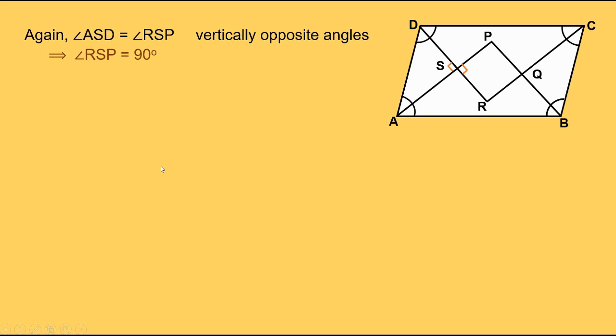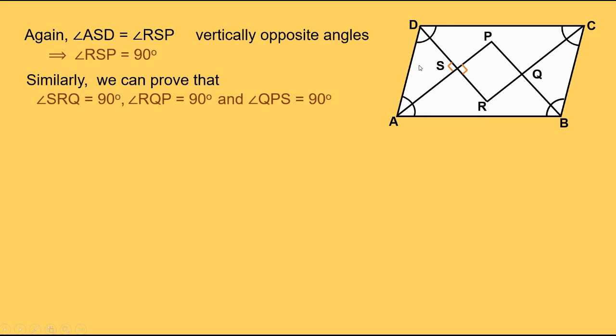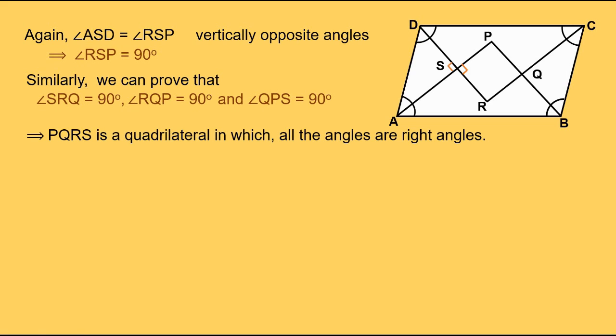So similarly, we can prove that angle SRQ is equal to 90 degrees, RQP is equal to 90 degrees, and QPS is equal to 90 degrees. This implies PQRS is a quadrilateral in which all the angles are right angles. Therefore, PQRS is a rectangle.